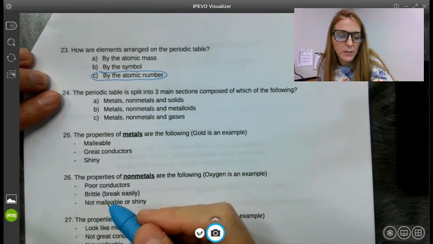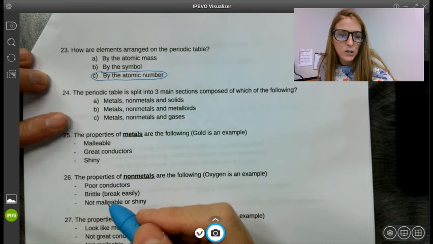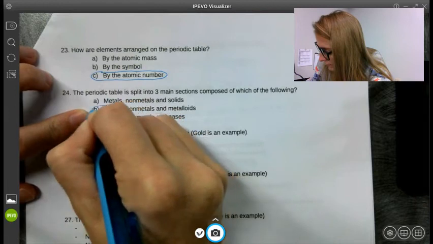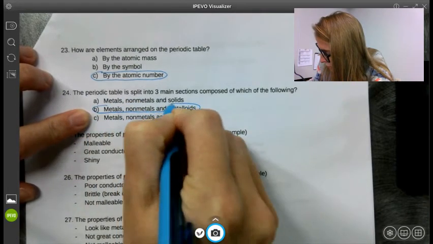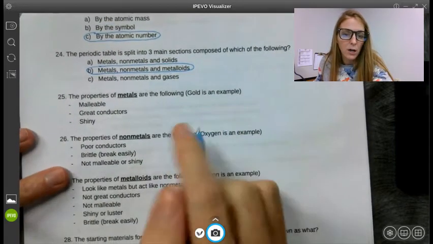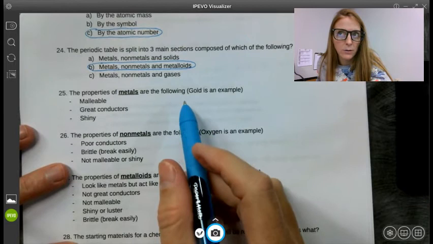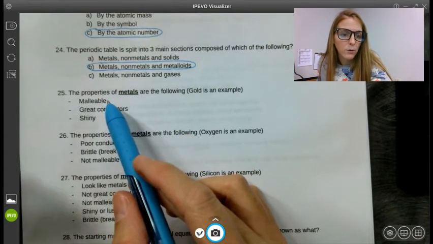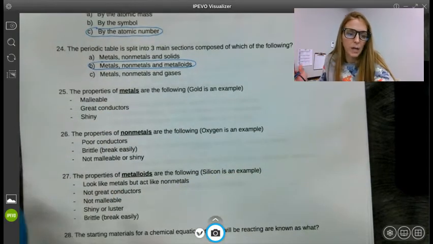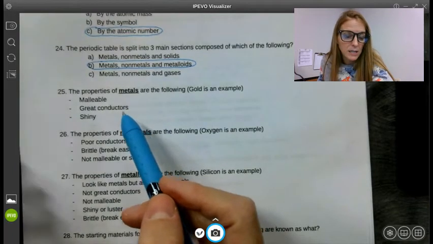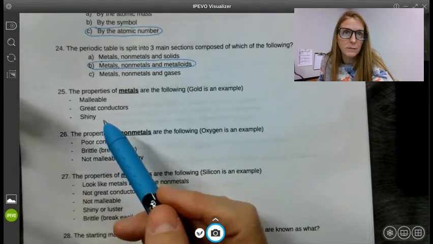24, the periodic table is split into 3 main sections: metals, nonmetals, and metalloids. And then I go into just giving you the details about each one. So metals like gold, that's an example. Most of the elements on the periodic table are metals. They're malleable, meaning you can bend them and shape them, typically by heating them. They're great conductors of electricity and heat. They can be shiny, typically hard.